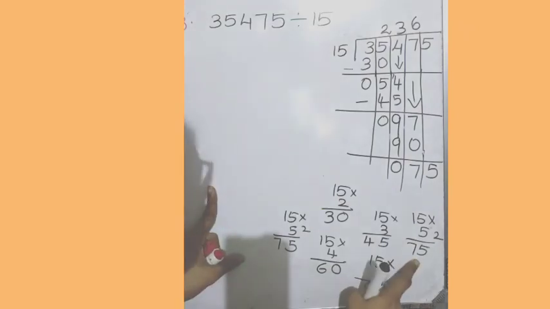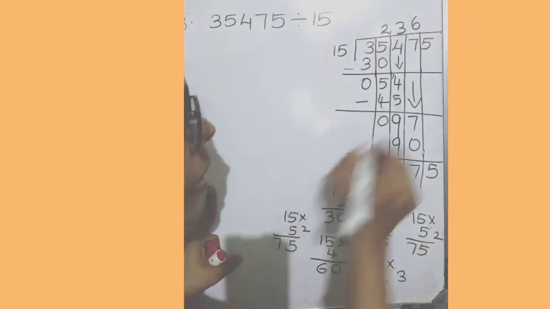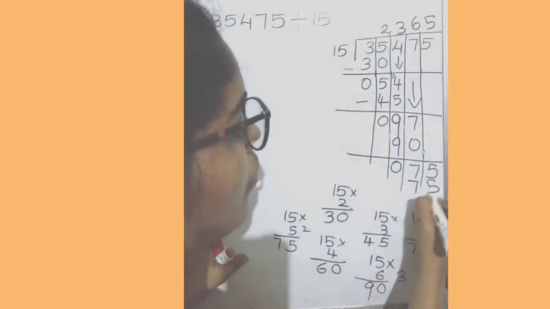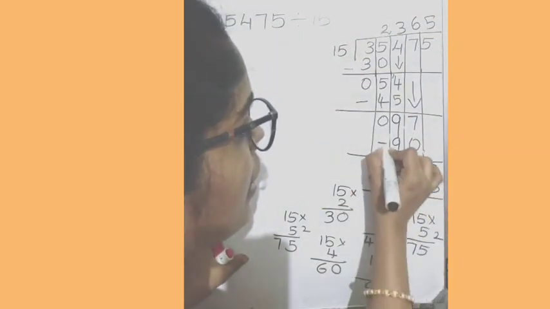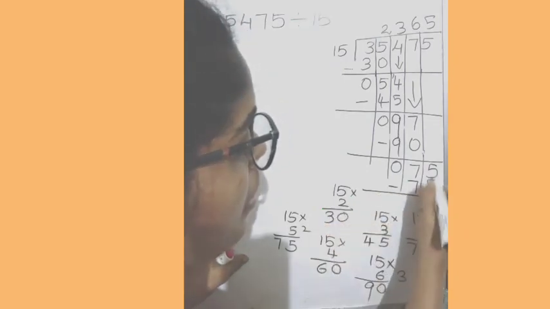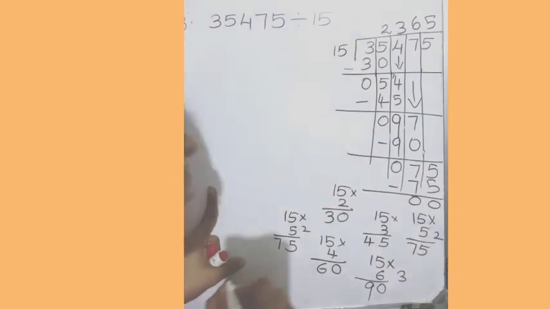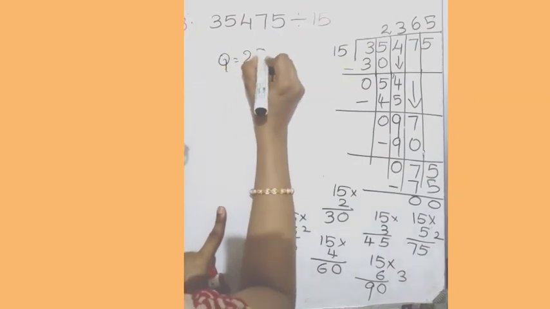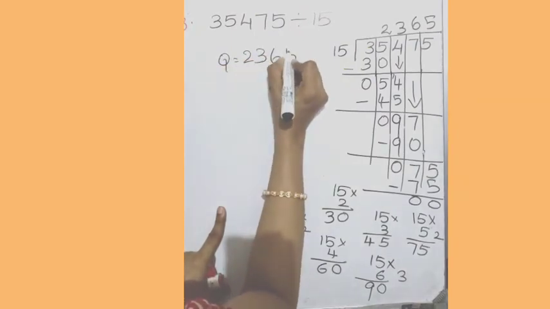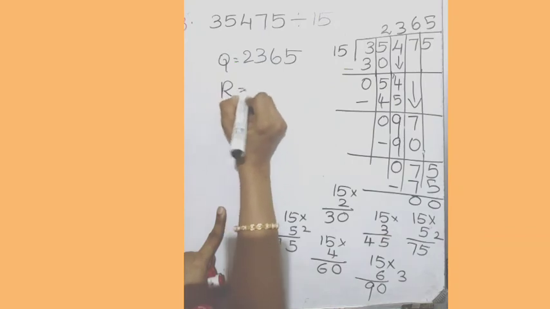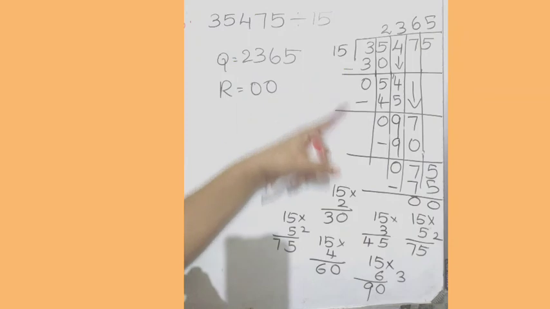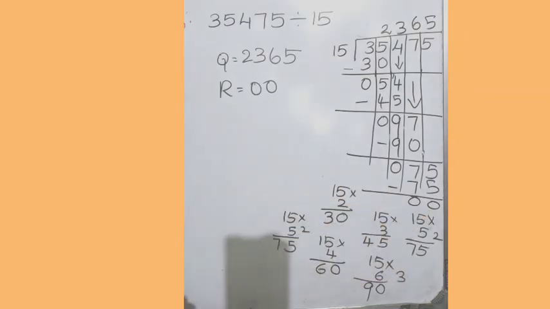How many times 75? 5. 15 into 5 equal to 75. Draw a line. Put subtract. 0, 0. Remainder equal to 0. Quotient equal to 2365. Remainder equal to 0.